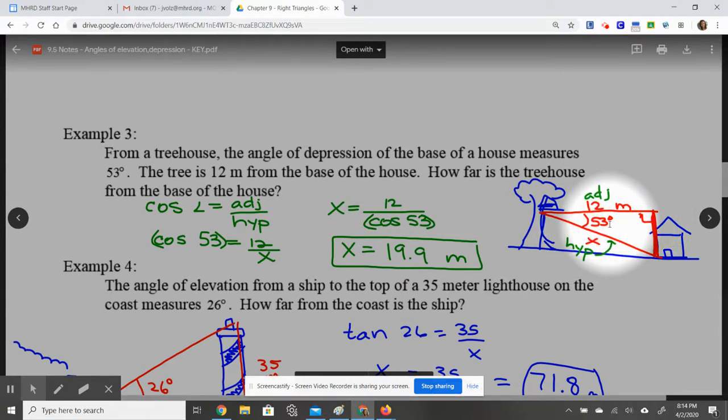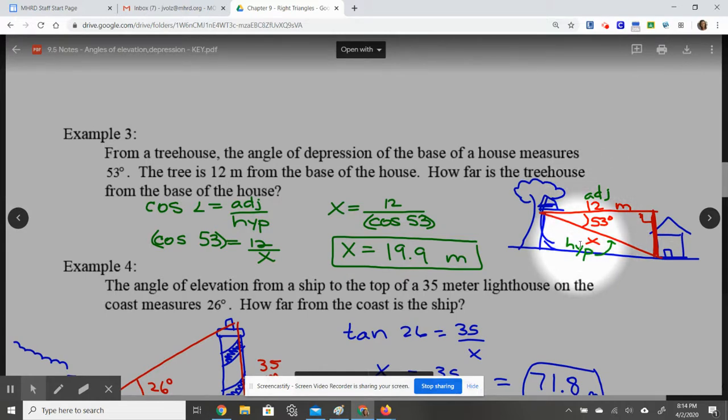We know the angle of depression is 53. We know the distance from tree to house is 12. That 12 happens to be not the hypotenuse of the triangle. It happens to be adjacent to the angle that we know. So we've got adjacent and we've got hypotenuse.